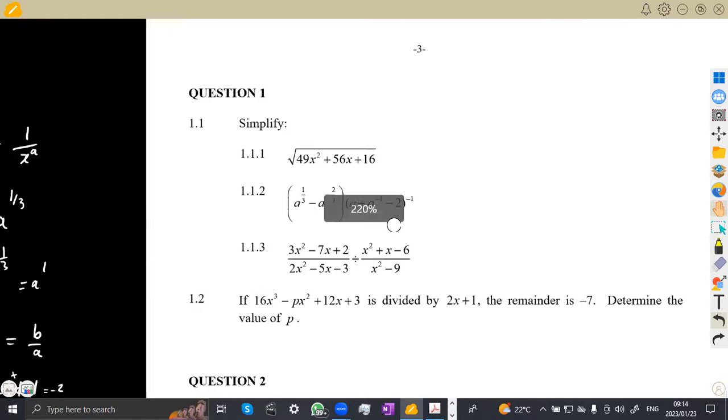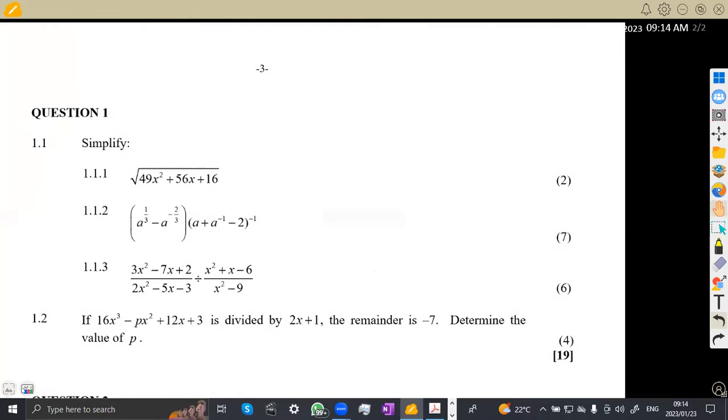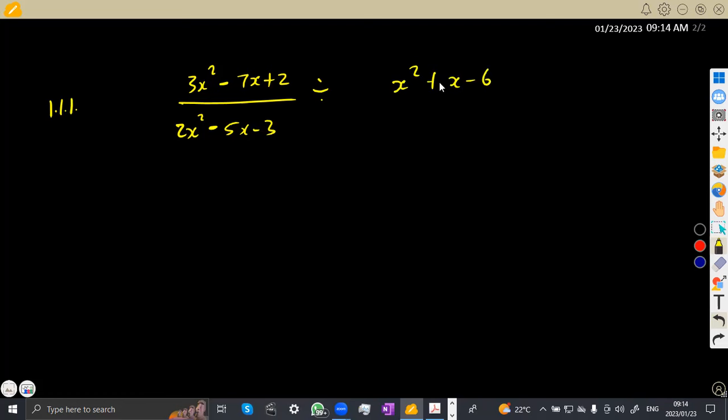Okay, on 1.13, still to simplify, but this time we are given fractions dividing each other. All right, so I'm just going to rewrite these fractions here. So this is 1.13. We are given 3x squared minus 7x plus 2, everything over 2x squared minus 5x minus 3, divided by x squared plus x minus 6, everything over x squared minus 9.